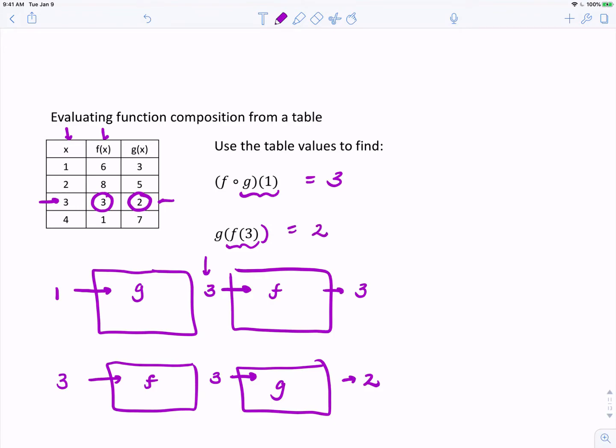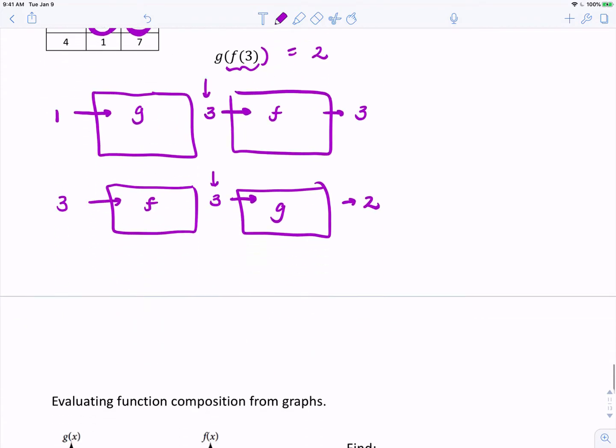Again, let's do that one more time. The first thing we did was find f of 3. So we put 3 into function f, and we got 3 for an answer. We take that value, and we put that into function g, and we get an output of 2. So that's evaluating function composition from a table.